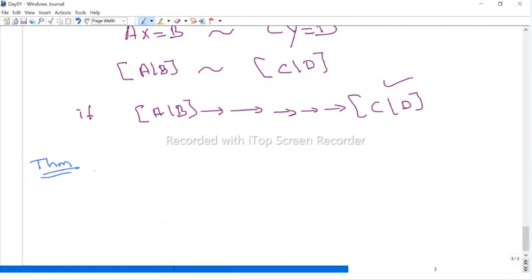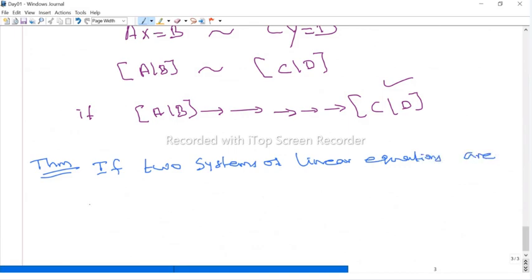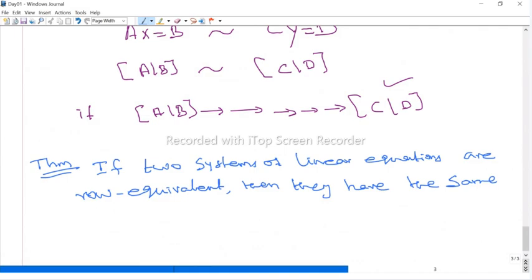What is the theorem? If two systems of linear equations, or two augmented matrices, because from a system we can convert to an augmented matrix, are row equivalent, then both systems have the same set of solutions.